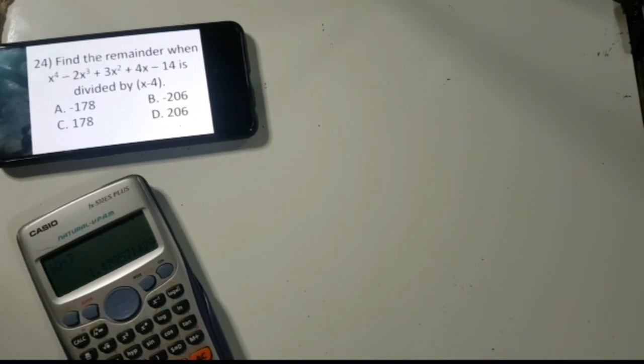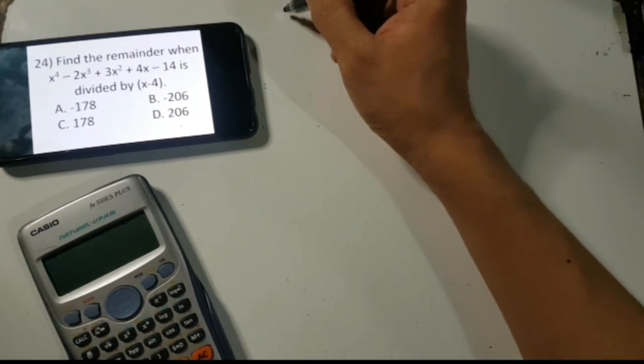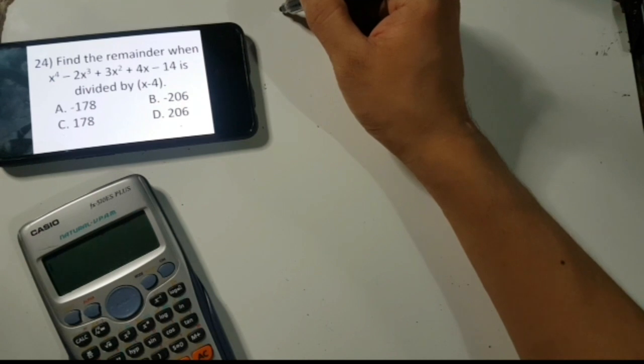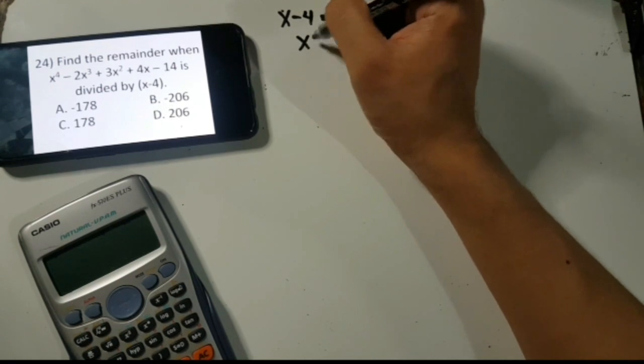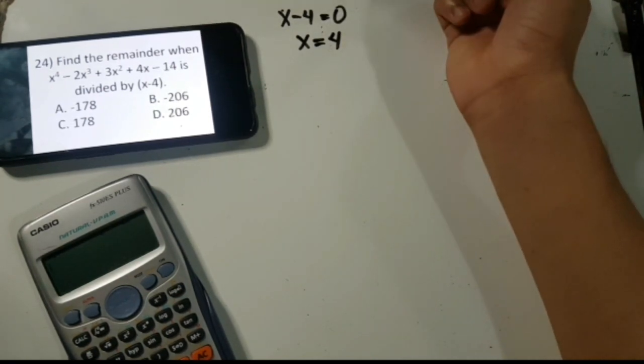Next question. Find the remainder when x raised to 4 minus 2x cubed plus 3x squared plus 4x minus 14 is divided by x minus 4. Actually, pwede kayong gumamit ng long division or synthetic division para makuha niyo yung remainder dito. Pero, using remainder theorem, there is an easy way to solve for this, for the remainder. So, ang gawin nyo lang, kuhanin nyo yung value ni x sa x minus 4. So, x minus 4 is equal to 0. So, x is equal to 4. Inadd ko lang both sides si 4.